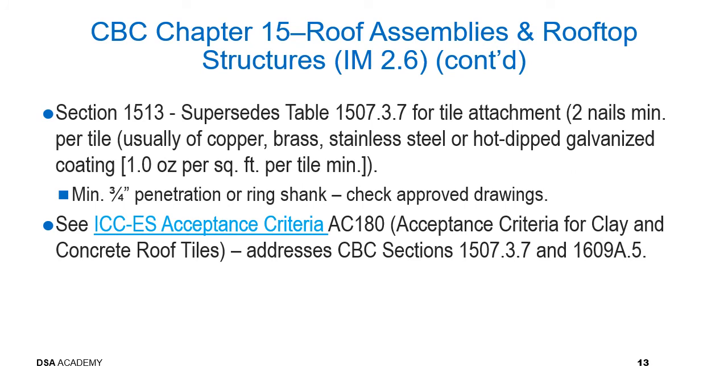CBC Section 1513 talks about seismic anchorage of slate shingle, clay, and concrete tile roof coverings. And this section governs over Table 1507.3.7 for tile attachment. The attachment should be minimum 2 nails, usually of copper, brass, or stainless steel or hot-dipped galvanized coating of minimum 1 ounce per square foot per tile. The connector shall have minimum 3/4 of an inch penetration or shall have ring shank.